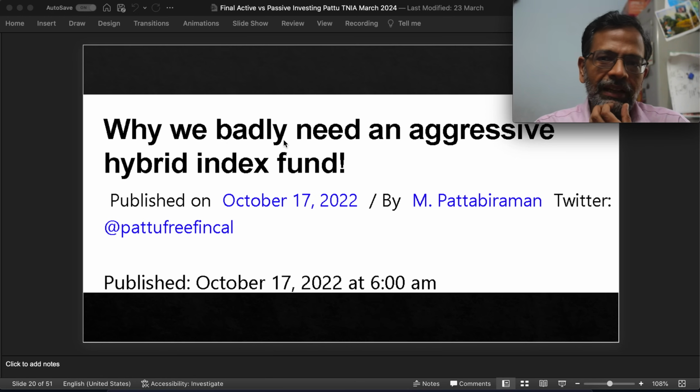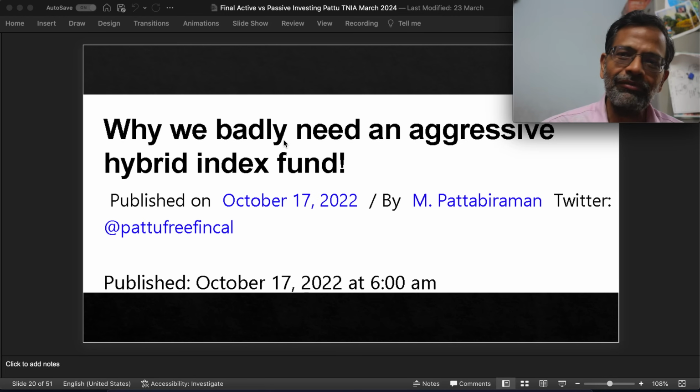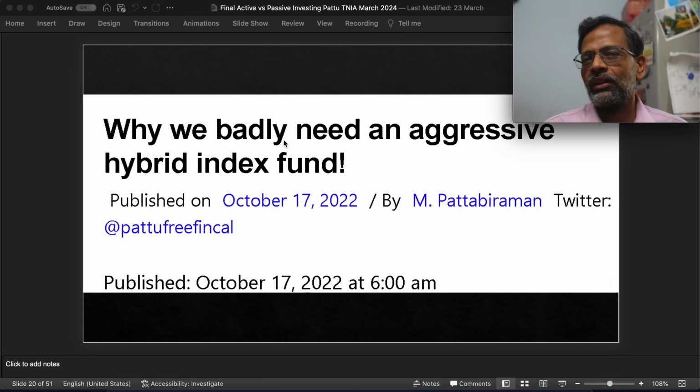Also, we must understand that an index fund is not available in all categories. For example, we don't have an aggressive hybrid index fund, although most of the actively managed aggressive hybrid funds fail to beat a simple aggressive hybrid index. We don't have an aggressive hybrid index fund. Unless the AMC offers it, we can't invest in it. Similarly, for balanced hybrid, balanced advantage, conservative hybrid, and so on. So we are still at the mercy of the AMCs. We must understand that.